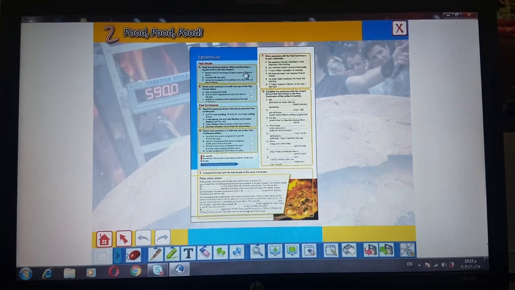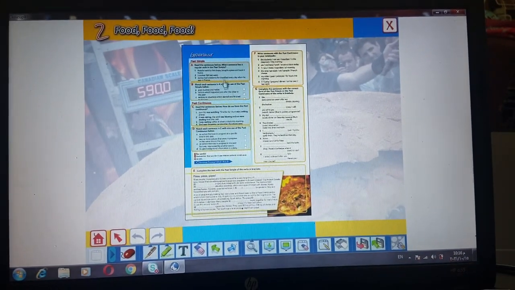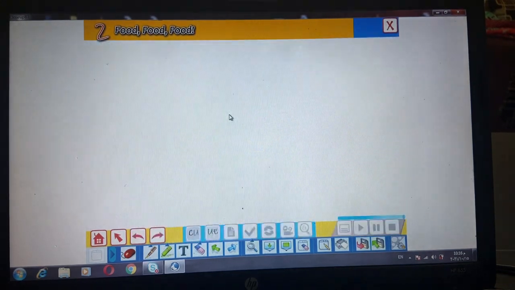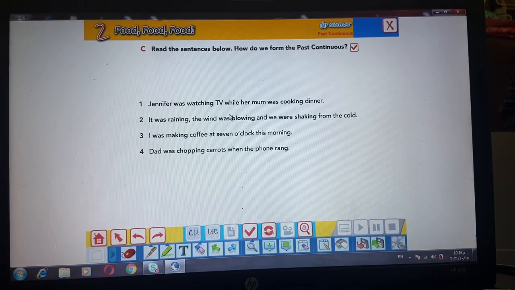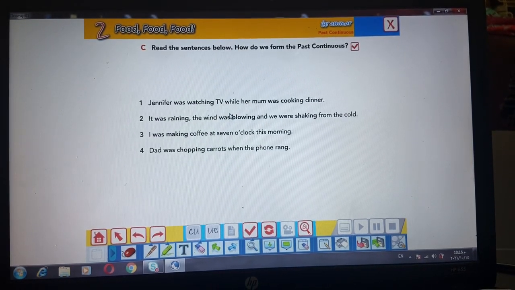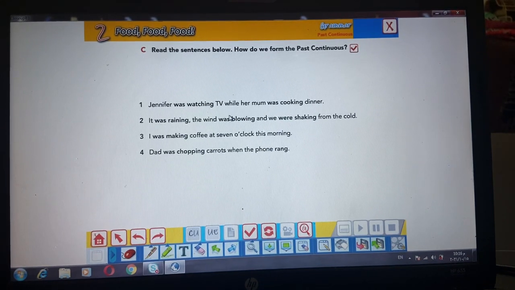And we did exercise A and B, and now please move to exercise number C in your student book, page 21. So read the sentences below. How do we form the past continuous? So this question is about the form or the structure.